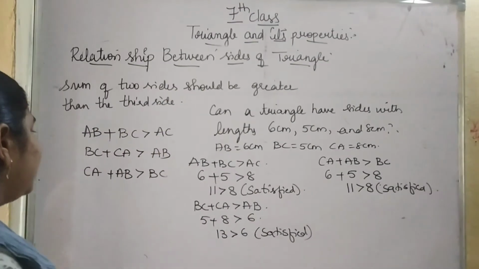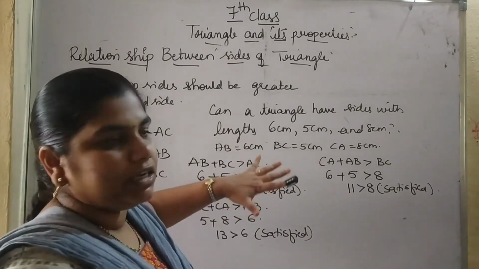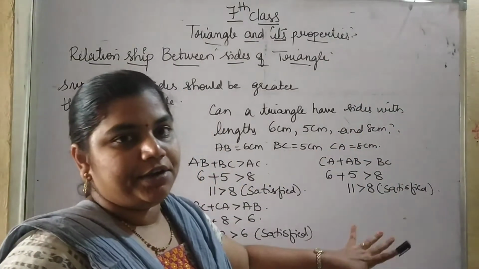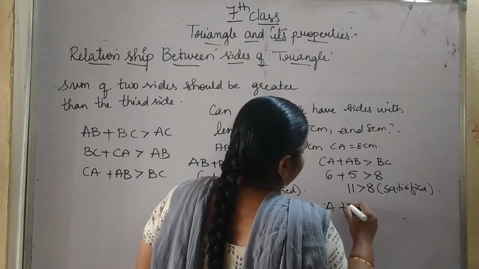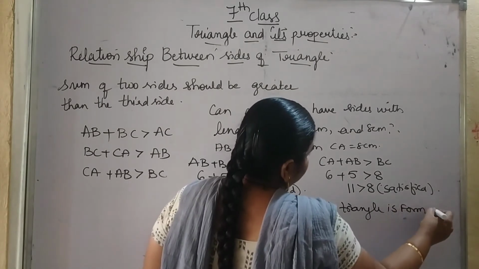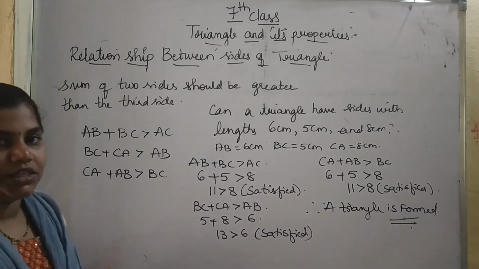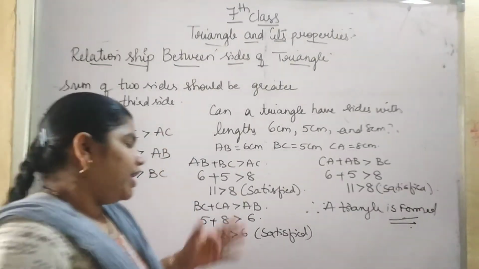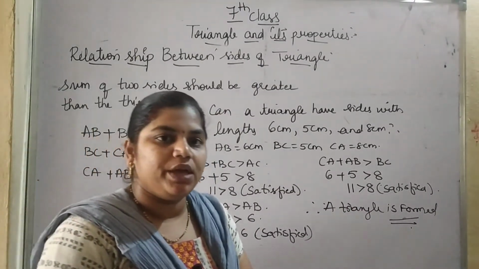So we can say that with the help of these AB, BC and CA values, with 6 centimeters, 5 centimeters and 8 centimeters, a triangle will be formed. Therefore, a triangle is formed. Whenever all the three conditions are satisfied, then only a triangle can be formed. If any one of the conditions is not satisfied, a triangle cannot be formed.